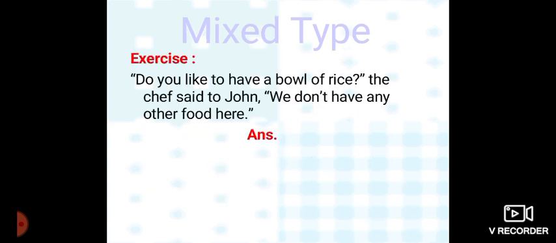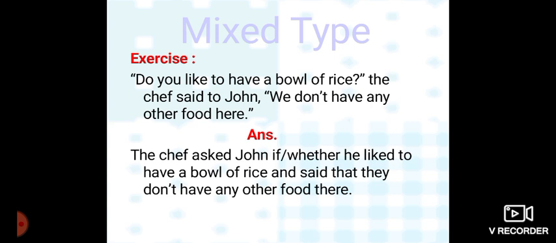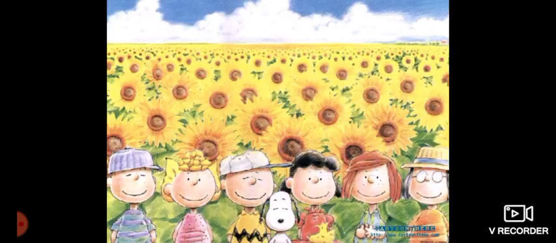Okay. So, mixed type exercises. Do you like to have a bowl of rice? That is an interrogative sentence. The chef said to John, we don't have any other food here. This is a statement we are having. So, here we have two types of sentence. That is, one is a question sentence. Another one is a statement. So, the chef asked John if or whether, we want to use in a question sentence. So, use here. He liked, change into like to have a bowl of rice. And another sentence is a statement. So, we are using said that they don't have any other food here, we change to they.